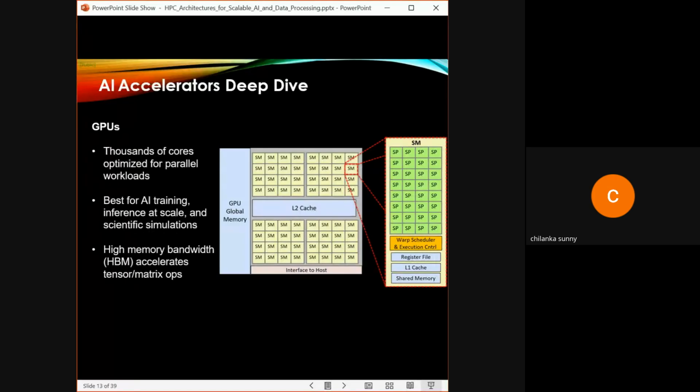Unlike a CPU, which has a handful of powerful cores, GPUs pack thousands of cores designed for highly parallel workloads. That makes them ideal for the tensor and matrix operations, which are the heart of deep learning. They also provide extremely high memory bandwidth, often using HBM, which is crucial for keeping those cores fed with data when required. As a result, they are the best choice for training large-scale AI models, running inference efficiently, and even accelerating scientific simulations that require massive parallelism.